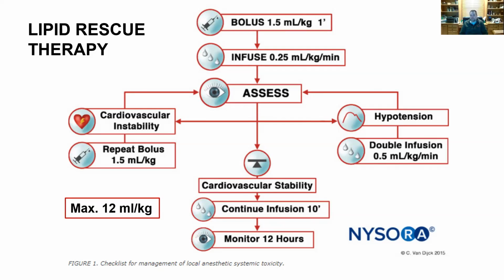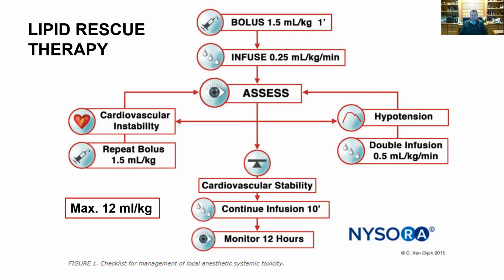Once you reach a stage where you are hypotensive but have a return of spontaneous circulation, you can still double the infusion to 0.5 milliliters per kilogram per minute. And then once you have achieved cardiovascular stability, you can basically go back to 0.25 milliliters per kilogram per minute, continue the infusion for 10 more minutes and monitor for 12 hours.